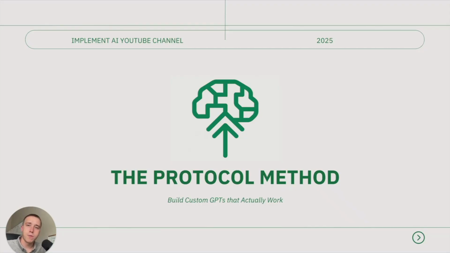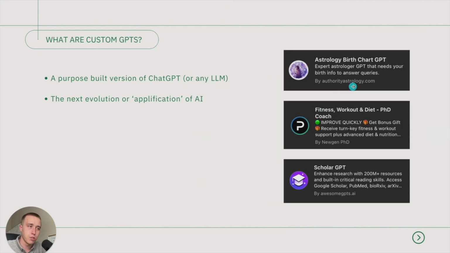Before we get into talking about the protocol method, I want to make sure that we're all on the same page as to what a custom GPT is and the different elements that go into building one, because that context will be critical once we start talking about the protocol method later on. So what is a custom GPT? A custom GPT is a purpose-built version of ChatGPT or any large language model.